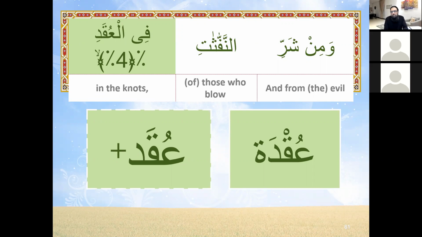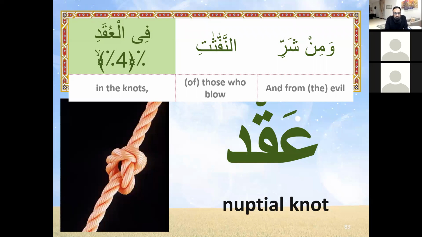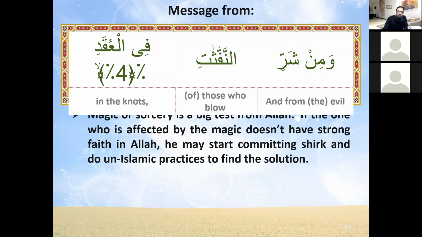So here, the specific evil that we want Allah subhanahu wa ta'ala's protection for is the evil of those who blow in the knots, referring to the magicians. So fi is in, and al-uqad is the knots. Here is a picture for you to visualize those who blow on the knots. And okay, I'm very sorry for the slide here, but if one is affected by the magic and doesn't have strong faith in Allah subhanahu wa ta'ala, then sometimes, unfortunately, that person can commit shirk, knowingly or unknowingly, and go to certain individuals that may be involved in un-Islamic practices.